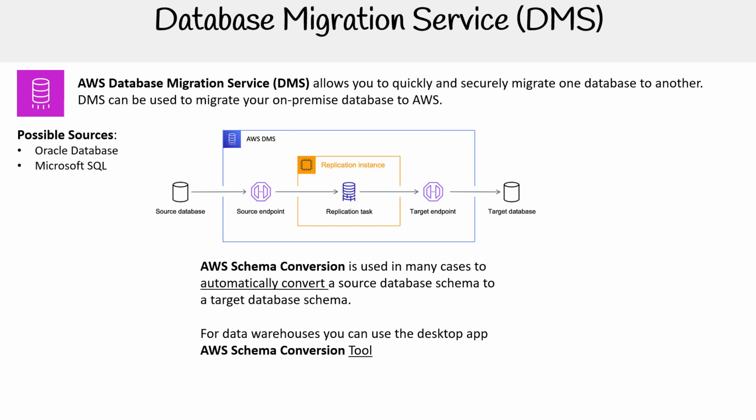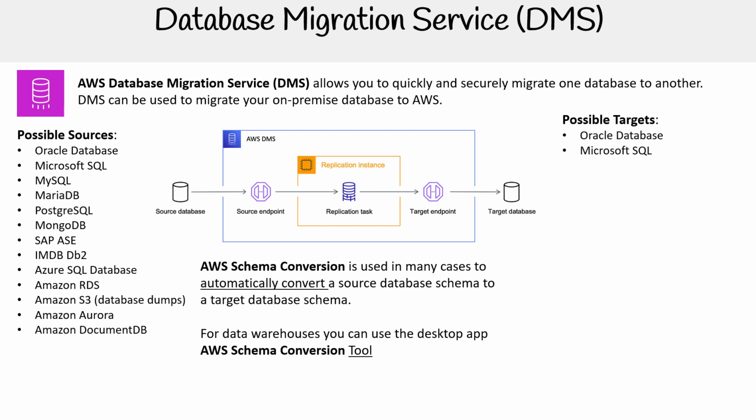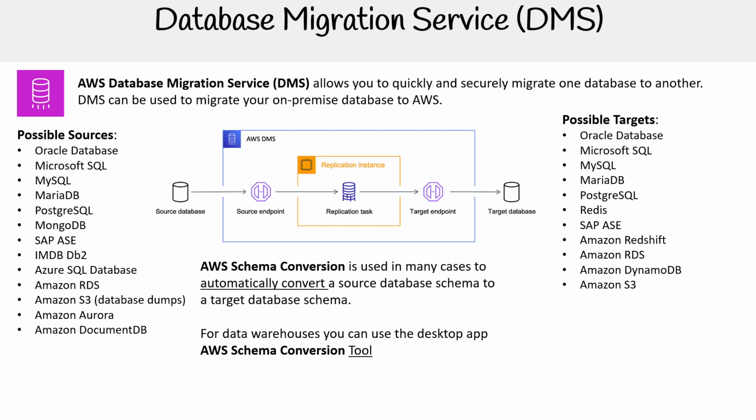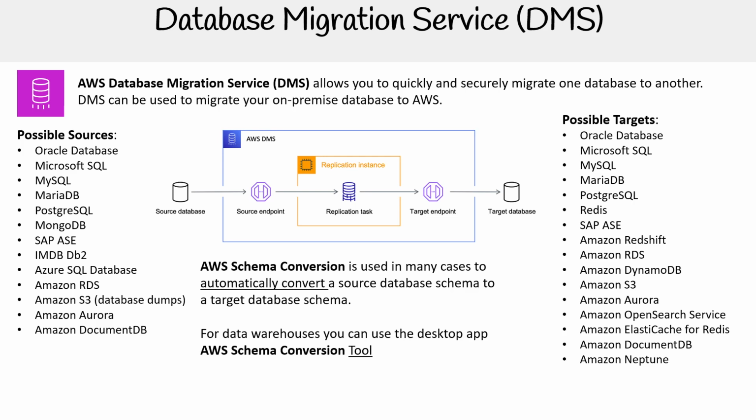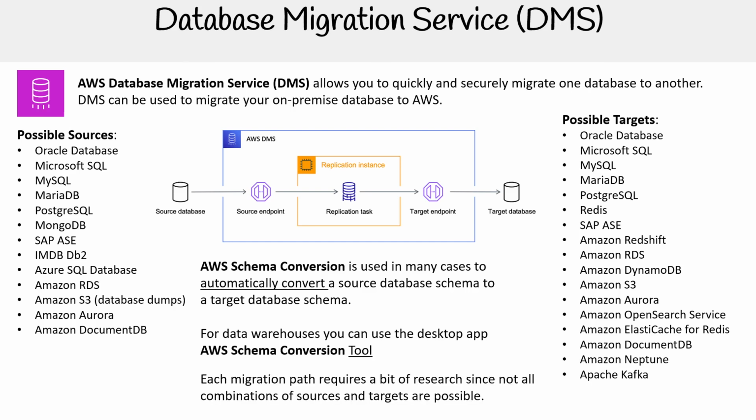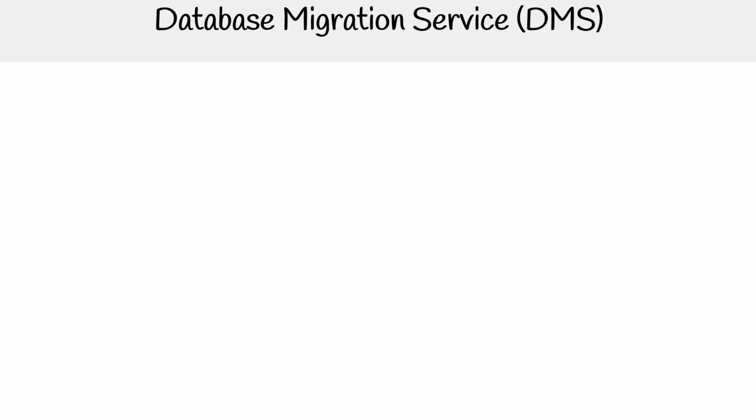There's a lot of possible sources here. I'm just going to quickly click through them. I'm not going to say them out loud here as you can see them. We have a lot of possible targets. So you can see there's a lot of variety here. But based on how you do your migration, there might be some limitations in terms of what you can utilize. But you can see there's a lot of stuff here. Each migration path requires a bit of research since not all combinations of sources and targets are possible. So everything requires some investigation.